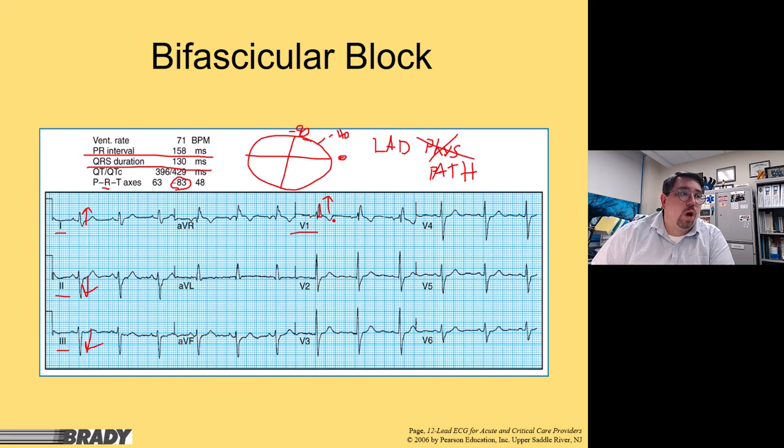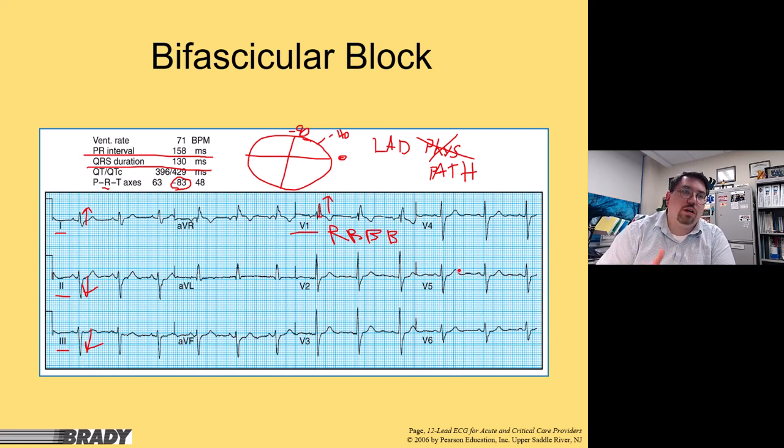Because it is wide, greater than 120 milliseconds, and I have a positive terminal deflection, upright, this becomes a right bundle branch block. So when I'm dealing with a right bundle branch block, an RBBB, that's one block of the conduction system, predominantly the right.